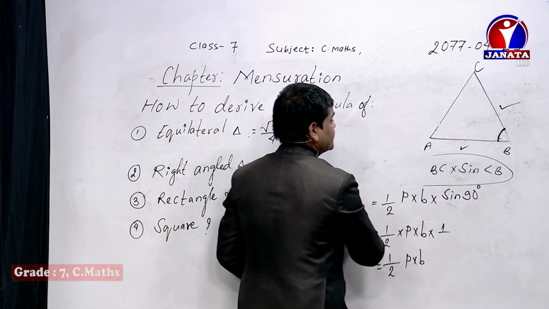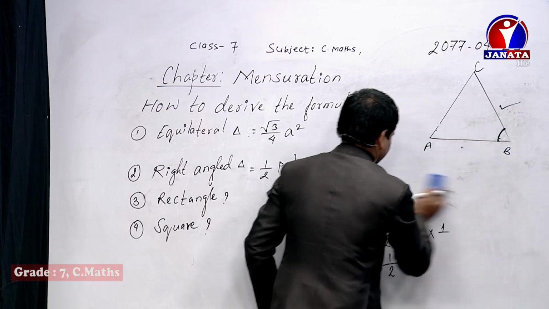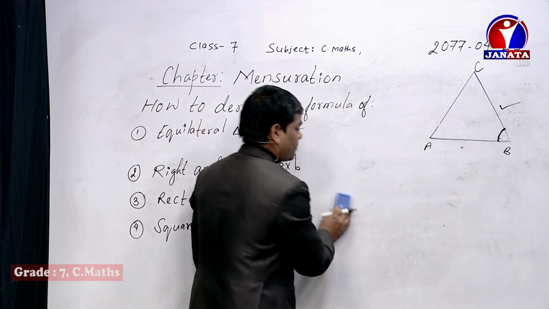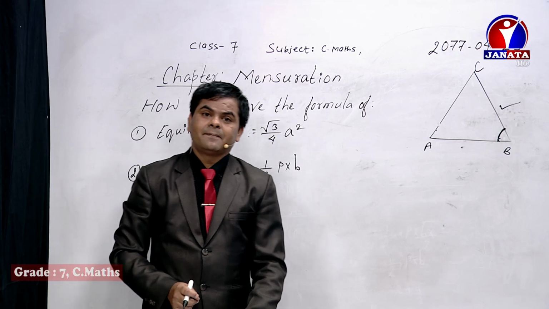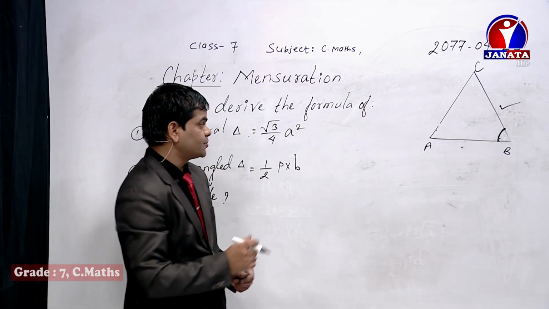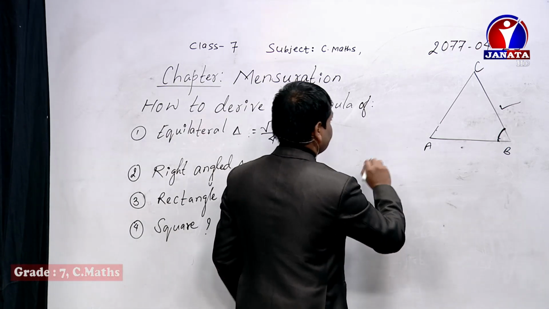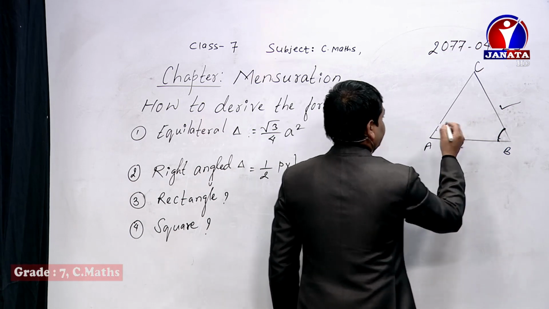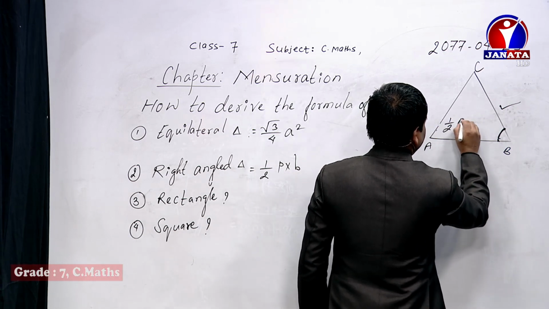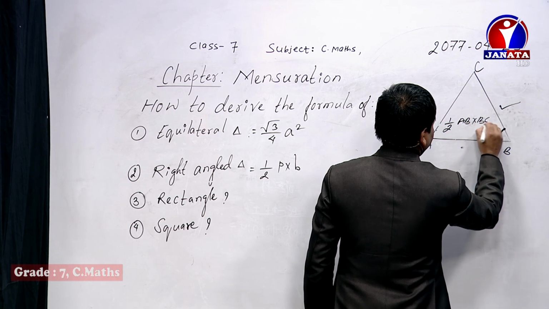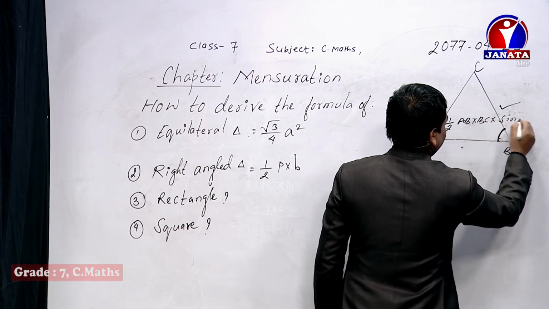What type of figure is known as a rectangle? That is a very important thing, dear students. The properties of a rectangle should be known by us. We know that in the junior classes also we studied this figure. What is the area formula? 1 by 2 AB into BC into sine angle B, isn't it?